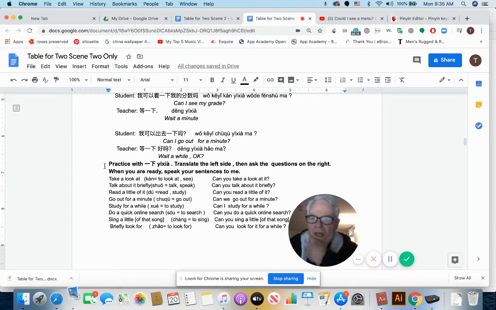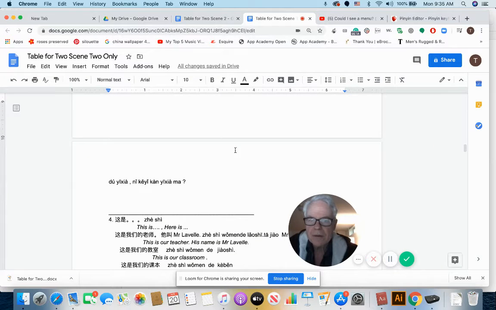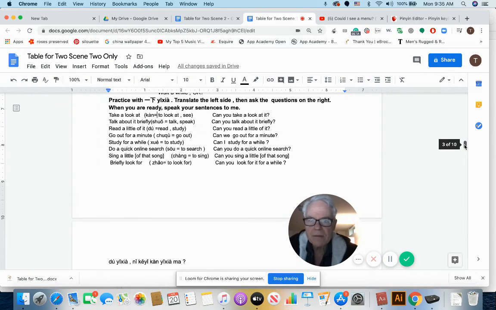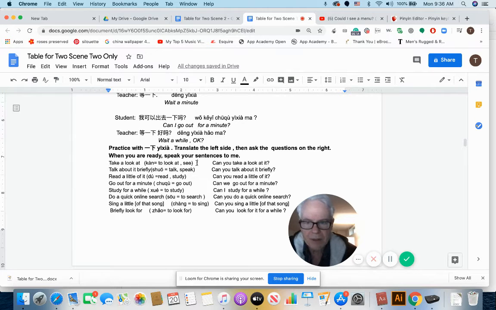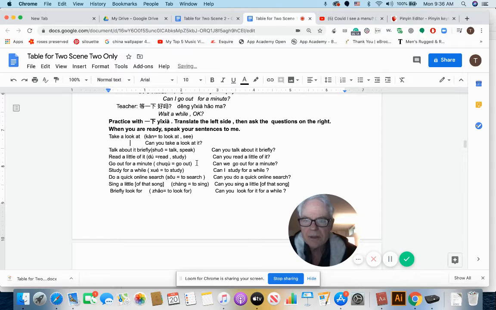So the first example says, take a look at. In other words, don't look at it for a long time, just quickly. Take a look at it. Well, to look at something is 看. To take a brief look would be what? 看一下. Let me put that up there for you. Right, there's 看一下. So in your homework, you would probably do something like this. 看一下 just like that, 看一下, right?